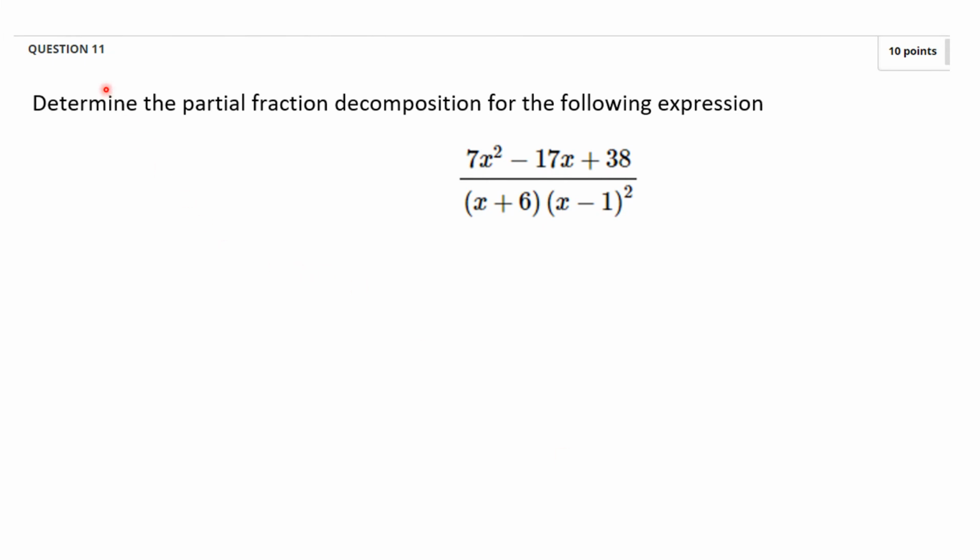Question 11. I did not ask you to integrate this. I simply said determine the partial fraction decomposition for the following expression. And you could use Heaviside on 2 of these factors, but you had to do something else with just the x minus 1 factor by itself. And some people just wrote a very general formula for this, and they didn't calculate what A, B, and C are, and that was pretty much what I was asking you to do. So anyway, let's look at the solution to this.